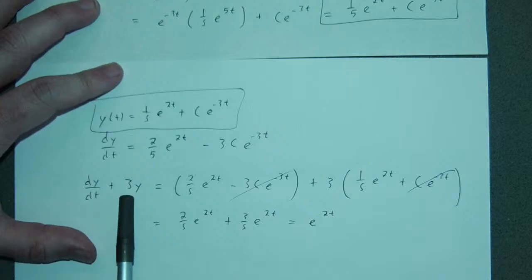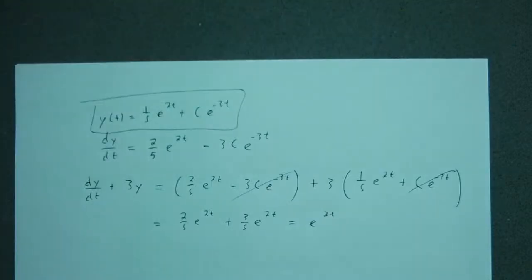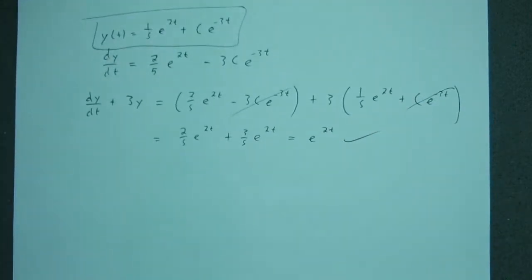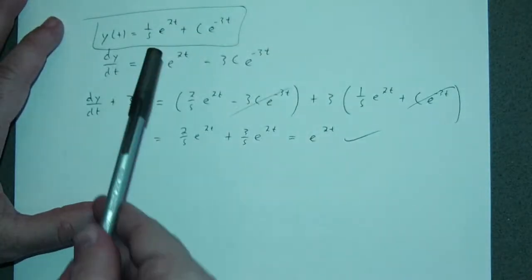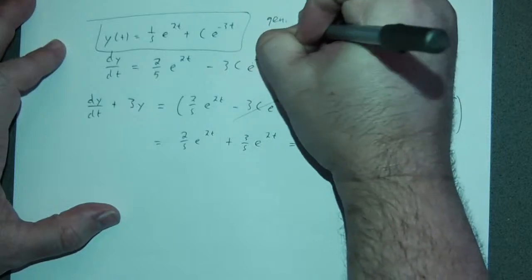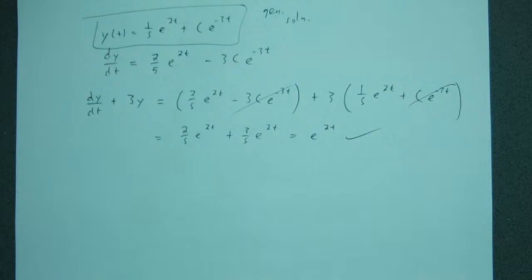But dy dt plus 3y is equal to e to the 2t. That's exactly the differential equation that I claimed I was solving. All right, so that is exactly what I wanted it to be. And indeed, this works. So our general solution is this. So let me know if you have questions about that.